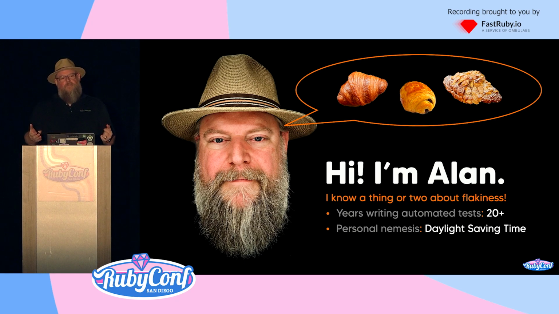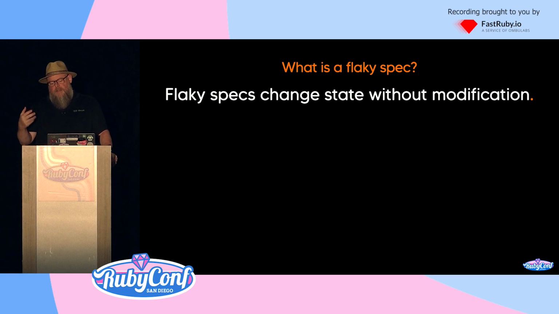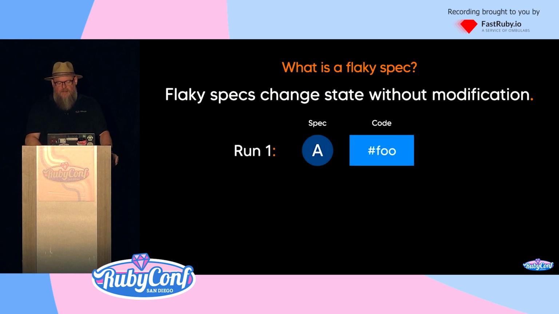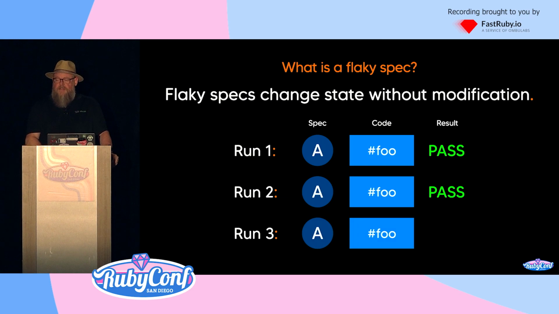Let's start with a definition. What is a flaky test? Well, a flaky spec is one that changes without modification to either the test itself or the code being tested. So if you write a spec A, and a method foo, and it passes, then you should expect that as long as A and foo don't change, it should continue to pass. If A and foo stay the same, but the outcome changes, that's when you know you have a flaky spec.